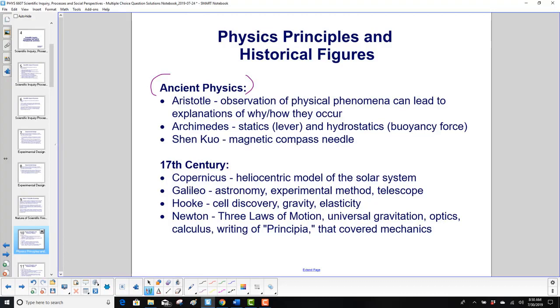17th century, so we've jumped ahead a few centuries. Copernicus, the heliocentric model of the solar system, where the sun is at the center of the solar system. Galileo, astronomy, more experimental method, and the telescope. Hooke, discovery of the cell, actually the naming of the cell. Worked on gravity, elasticity, which is Hooke's law, F is equal to minus kx. Newton, of course, the three laws of motion, universal gravitation, optics, calculus, writing of Principia that covered all of mechanics at the time.